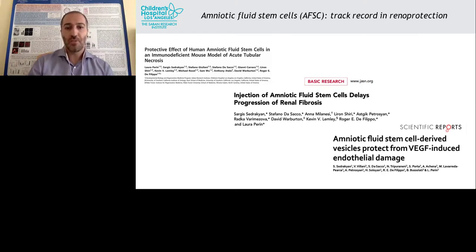And more recently, we have taken a new approach where we isolated extracellular vesicles from amniotic fluid stem cells, and we've shown that just like the AFSCs, they provide similar protection. In particular, we observed that these EVs were able to protect against endothelial damage induced by VEGF signaling in Alport animals, and I'll say a little bit more about this in the next 2 slides.